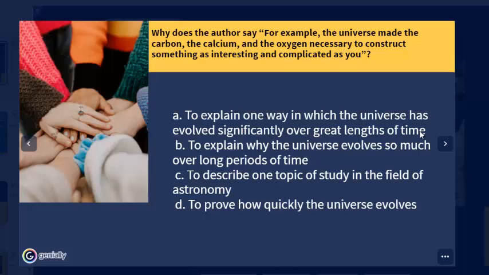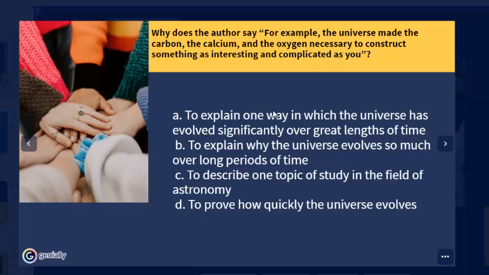Letter B says to explain why the universe evolves so much over long periods of time. C, to describe one topic of study in the field of astronomy, and D, to prove how quickly the universe evolves. Now, try to think which is the correct answer for you. Letter A, B, C, or letter D. You have to be sure that you are identifying the rhetorical question that usually explains completely the answer to the question provided.